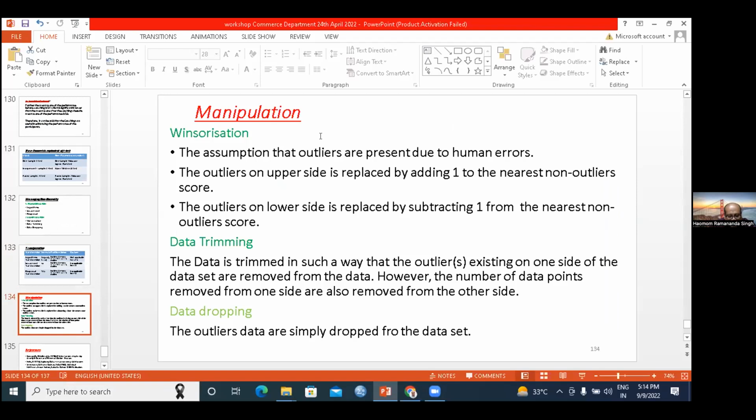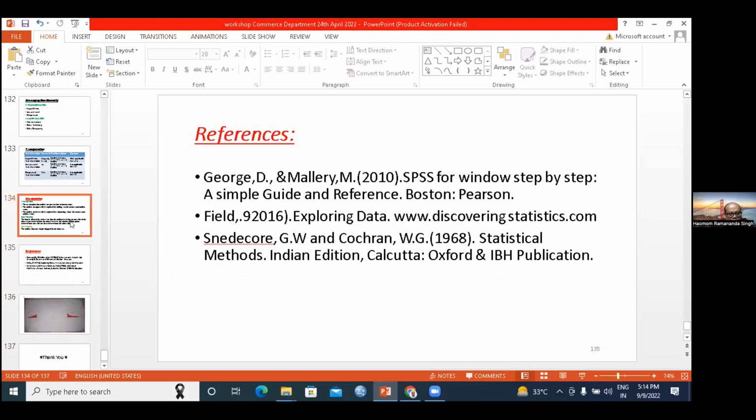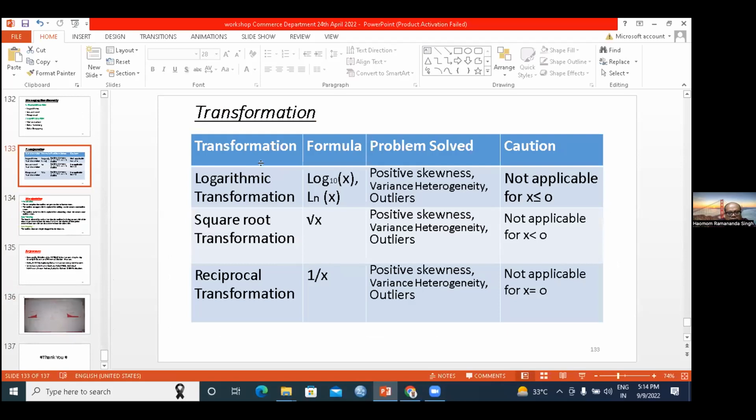Because my data is not normal, you have to check the skewness, kurtosis, whatever. Then some adjustment can be done, so that your data can look like normal. One method is winsorization, then data trimming, data dropping. And another is data transformation.